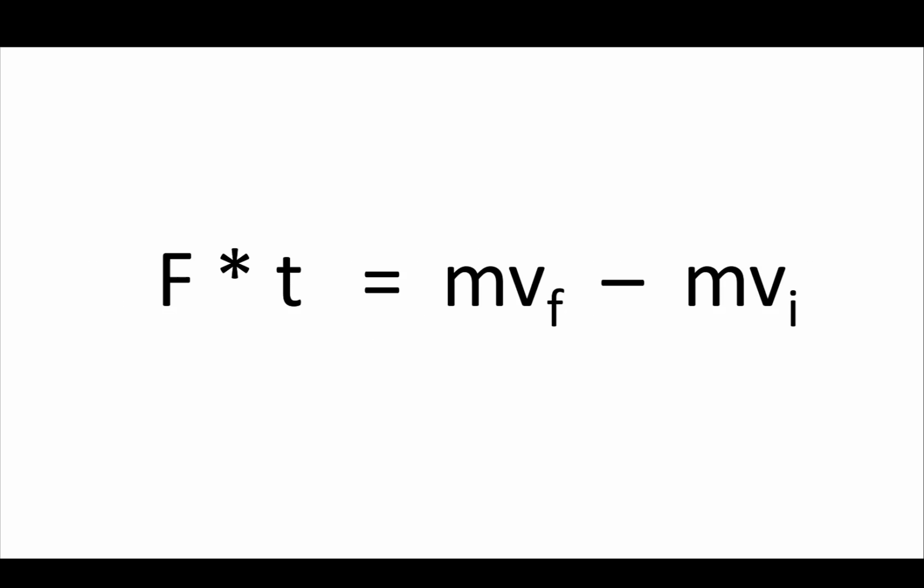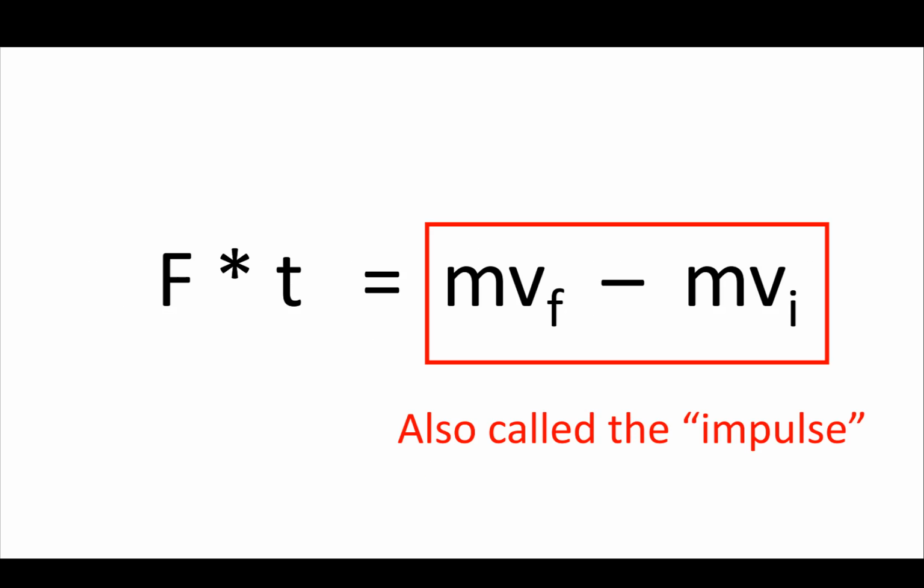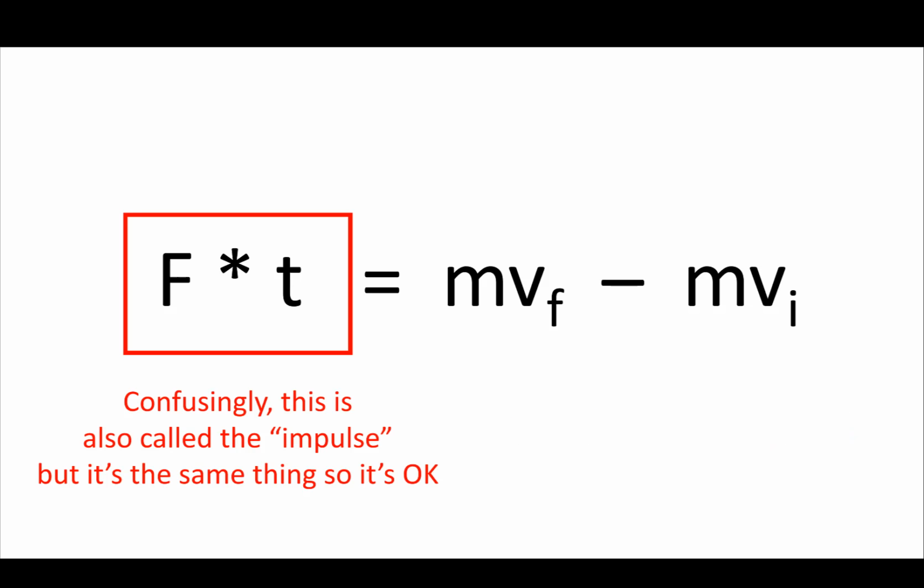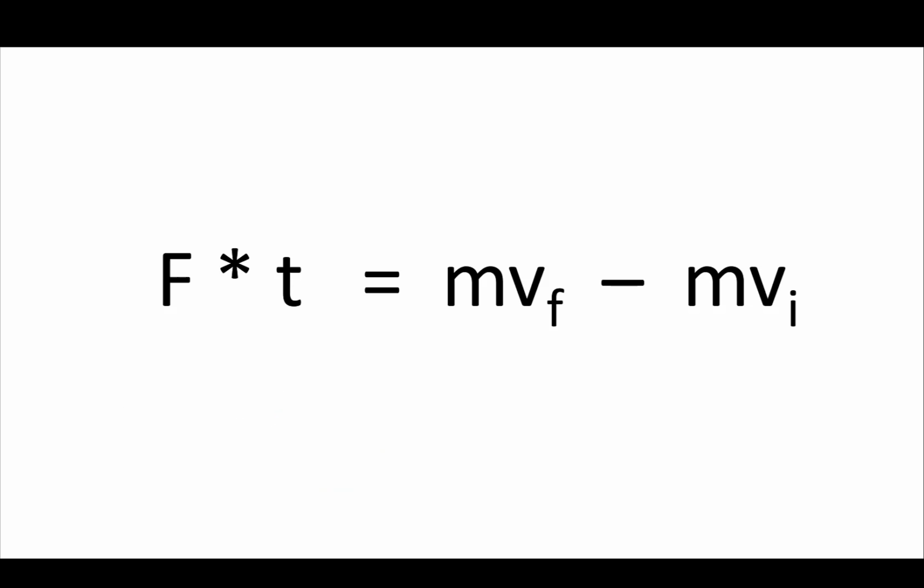So this is our formula. This is the change of momentum, also called the impulse, and a little bit confusingly, this is sometimes also called the impulse, but it's the same thing. So we have force times time is equal to the final momentum minus the initial momentum. The impulse is equal to the change of momentum. That's what this means. I'll do some example problems and that'll be done.